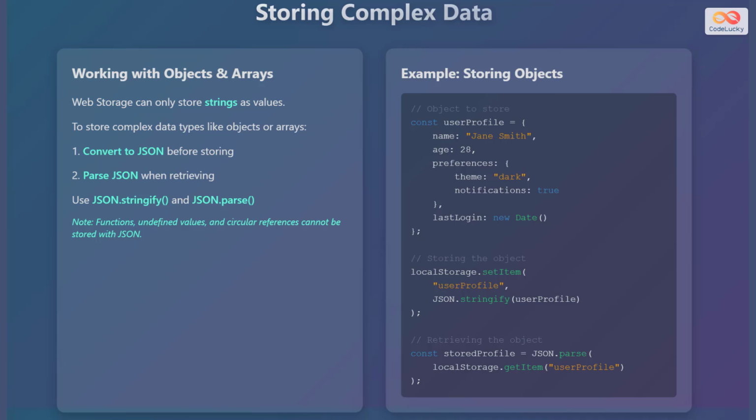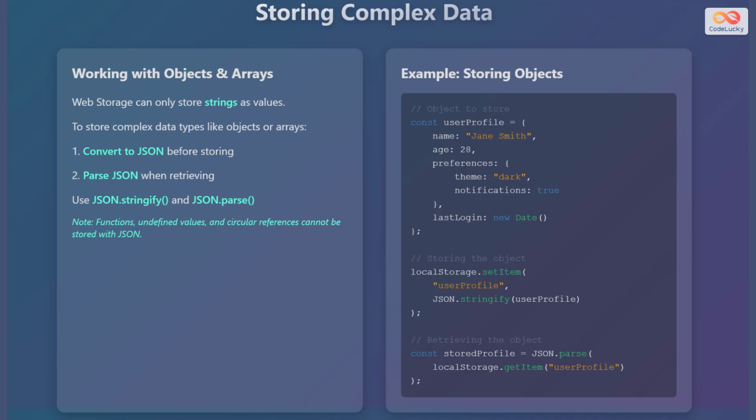JSON.stringify converts a JavaScript object or array to a JSON string. JSON.parse converts a JSON string back to a JavaScript object or array. Note that functions, undefined values, and circular references cannot be stored with JSON. For example, here is an object called user profile to store user information such as name, age, and preferences.